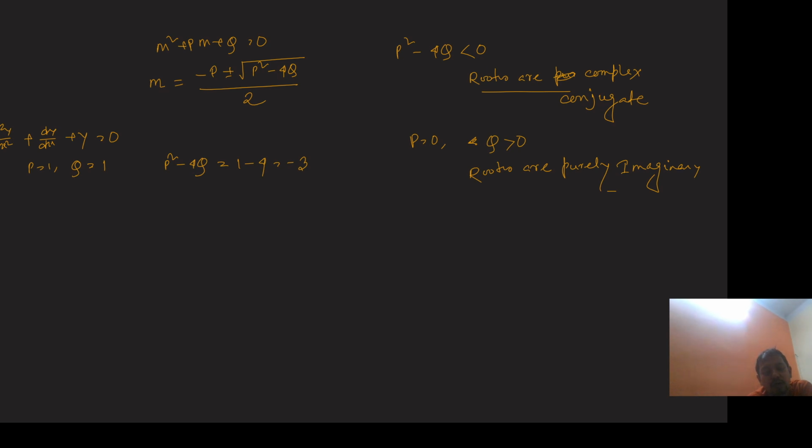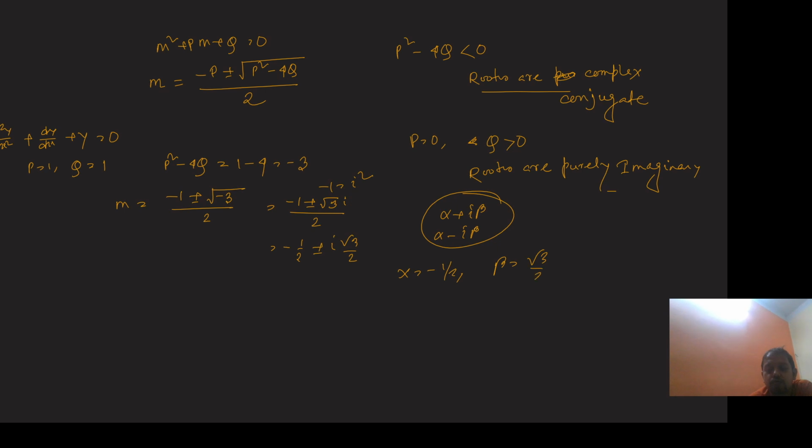3. So m is of the form minus 1 plus minus root of minus 3 by 2, and we know minus 1 means i square, so it will be minus 1 by 2 plus minus root 3 i by 2. That means here we can write minus half plus minus i into root 3 by 2. That means the roots are complex conjugate, of the form alpha plus i beta and alpha minus i beta. And here alpha is equal to minus half, beta is equal to root 3 by 2.